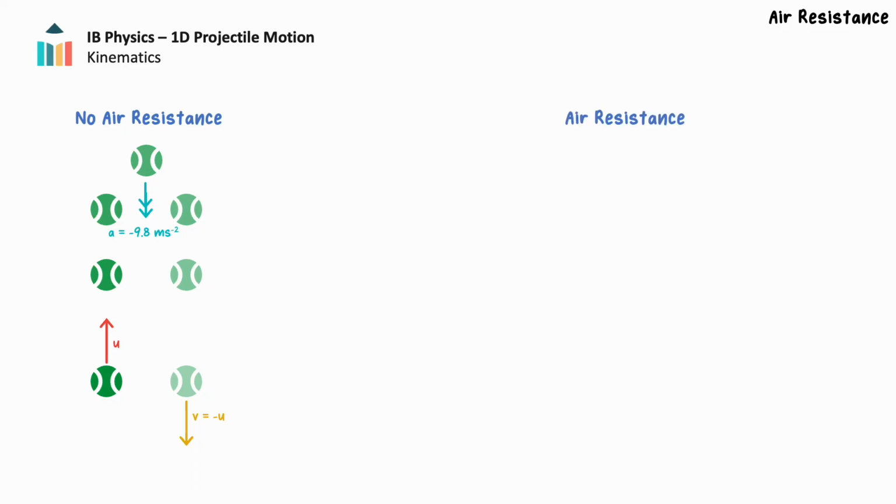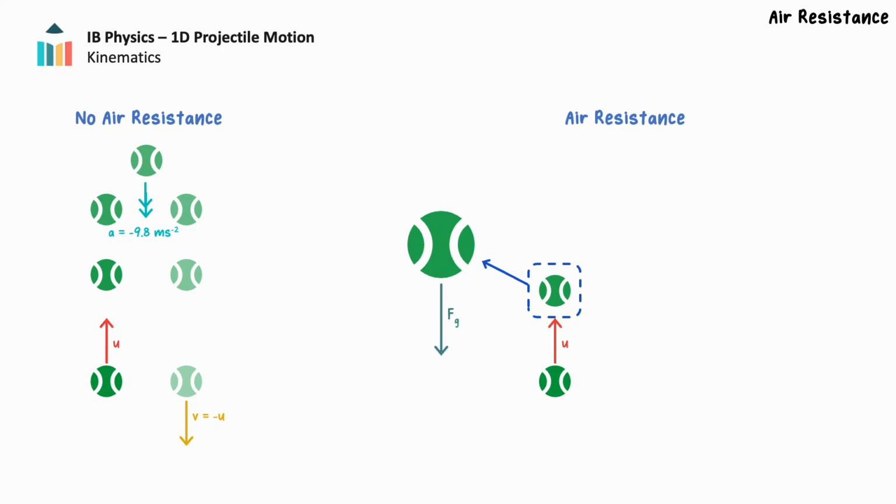On the way up, the ball will experience two downward forces opposing its upward motion: the force of gravity, which is constant throughout the flight, and a drag force from the air, which is directed downward as the ball moves upward. This means that on the way to its highest point, the ball will accelerate downward at a rate greater than 9.8 meters per second squared.